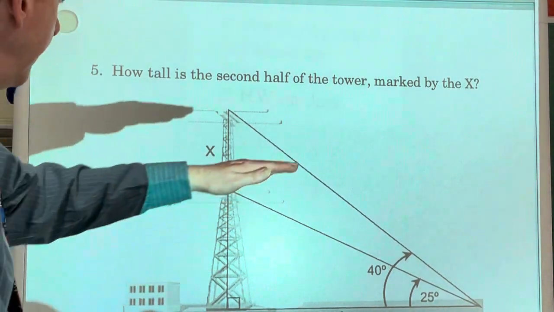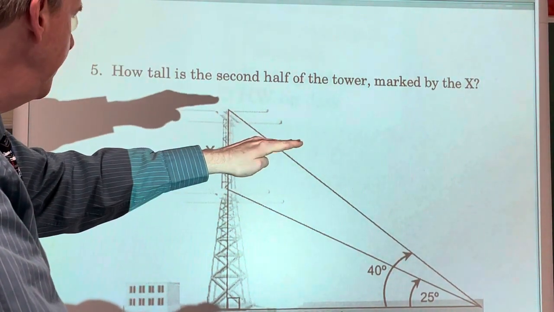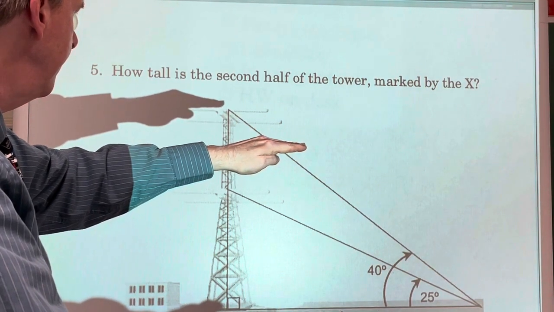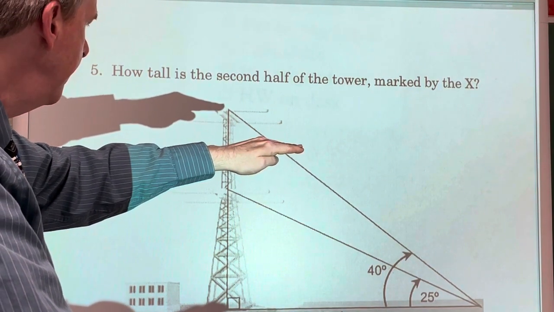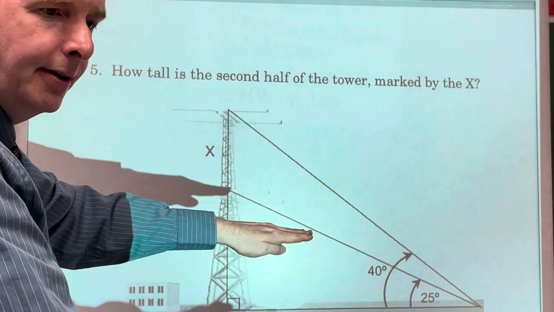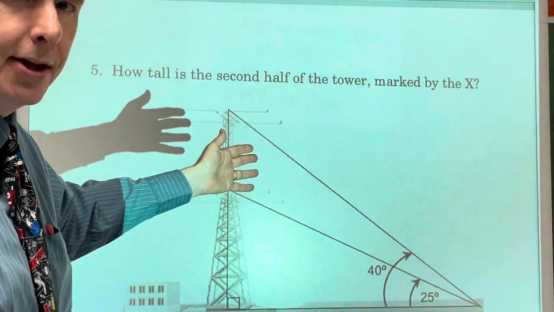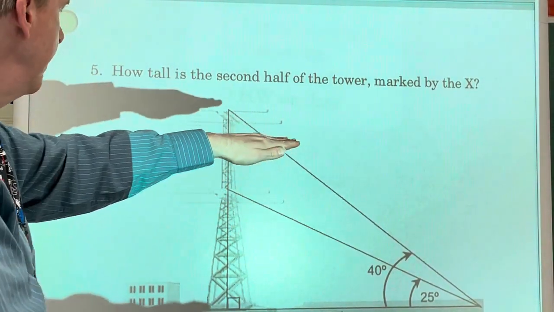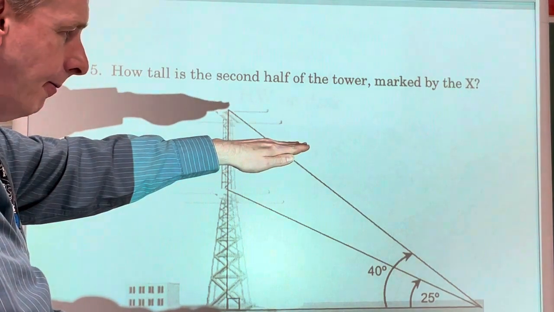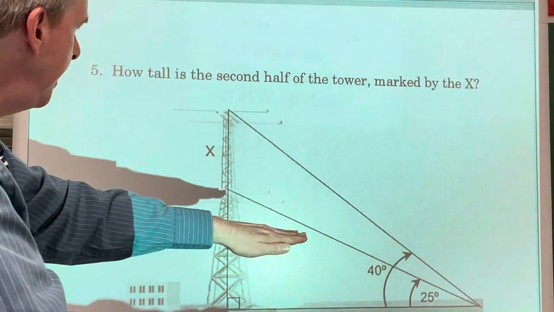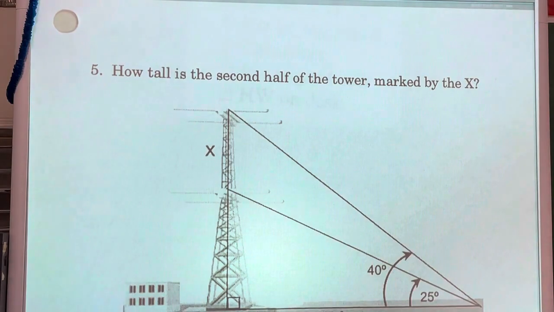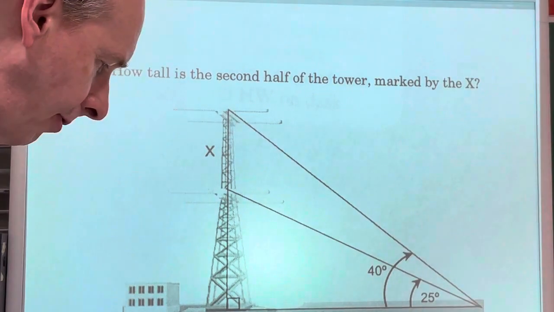Think of it this way. Let's pretend that this is 20 and this is 15. What's left? Yeah, 20 minus 15 would be 5. So take the full tower, subtract off this piece, you'll have the part for x. Okay. Good luck on your group work.